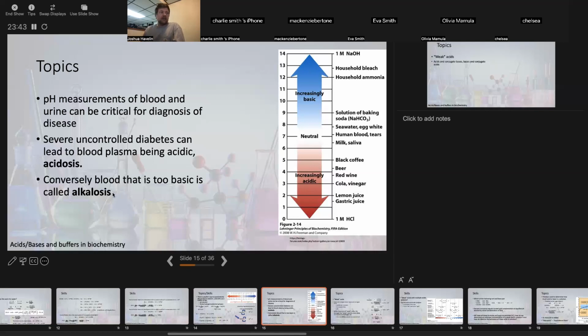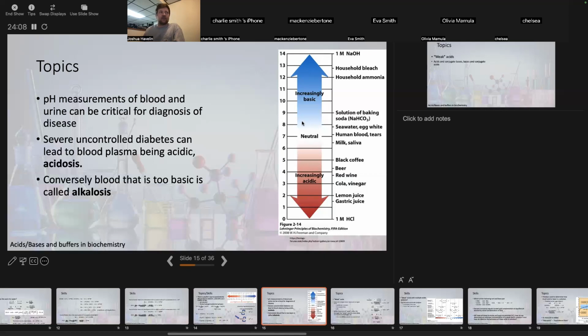So I think the easiest connection I make with this is if you were to eat way too many antacids like Tums, you can actually neutralize too much acid and make your blood more basic than it should be, which is also bad. And then over here, same thing.